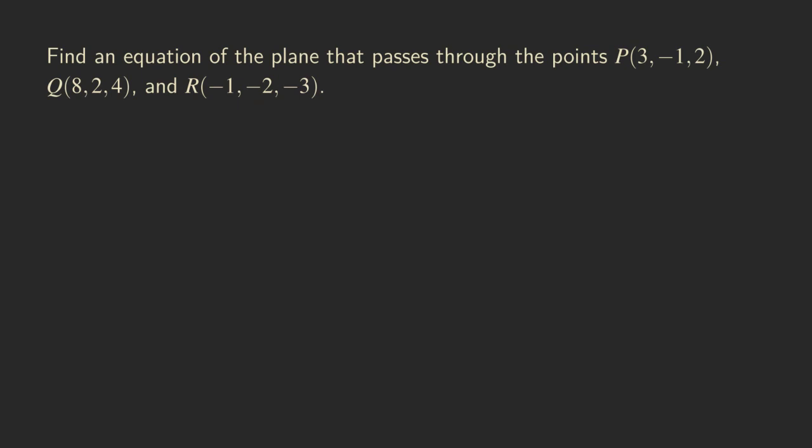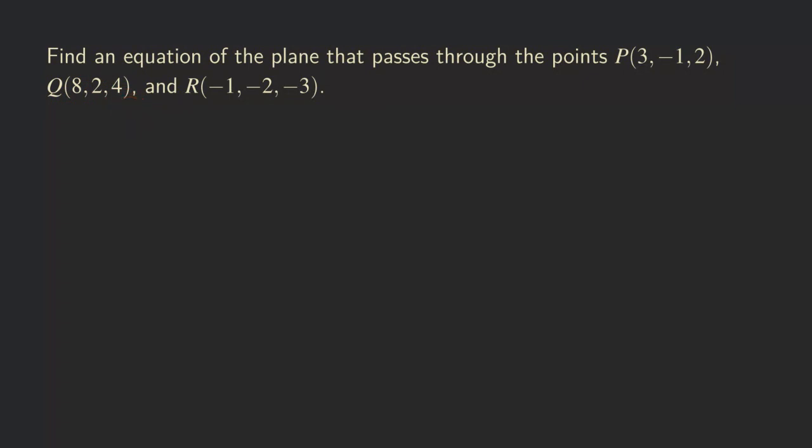So what we're going to do right now is form 2 vectors that lie in the plane. How do we do that? Since the 3 points lie in the plane, if we use them to form 2 vectors, then those 2 vectors will lie in the plane. We do that by subtracting the x, y, and z values respectively.